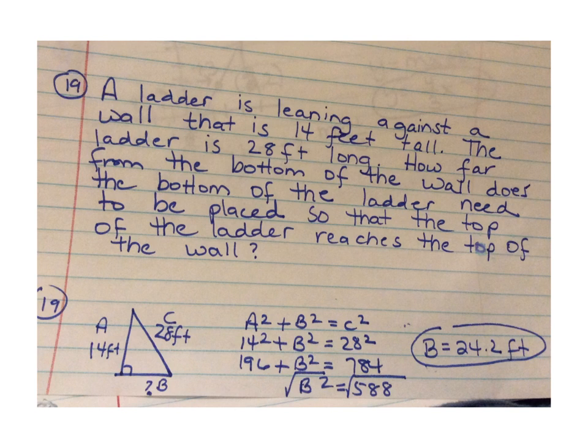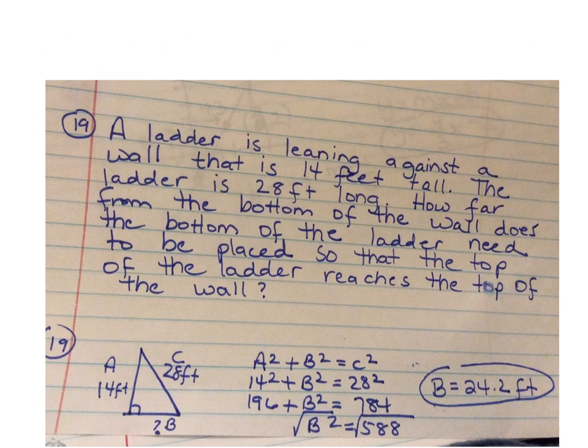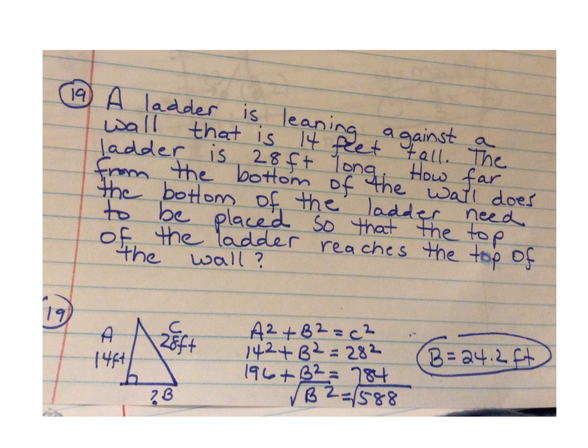So problem number 19, a ladder is leaning against a wall. So I drew my wall, 14 feet tall. And the ladder is 28 feet long. So I made sure my ladder was 28 feet. How far from the bottom of the wall does the bottom of the ladder need to be placed? So we're trying to find out this space right here. How far is this away from the wall?